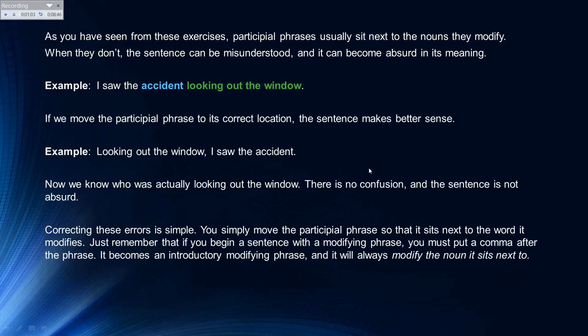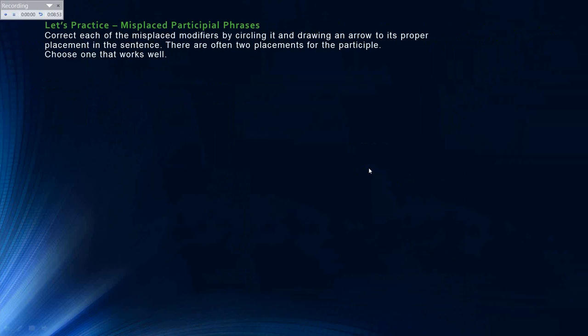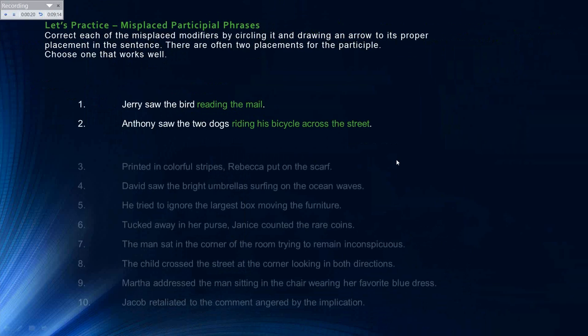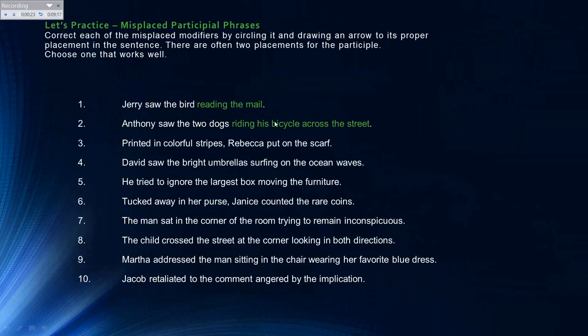Again, these are easy to fix. You're just simply moving the participial phrase so that it sits next to the word that it modifies. Now I'd like to show you some participial phrases, and what we're going to do is, again, move them if we can. But here, you see, it was not the bird that was reading the mail, it was Jerry. I love this one, the two dogs riding his bicycle. It says that the dogs are riding the bicycle. That's just not going to work for us, is it? Here you've got umbrellas surfing on the ocean waves, not David.